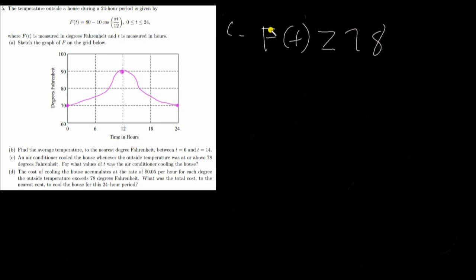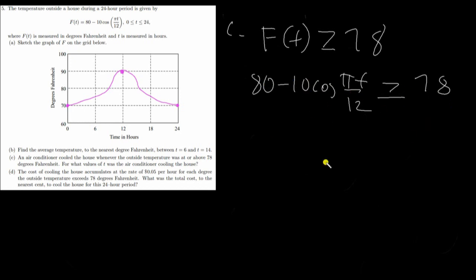So if we just plug in 80 minus 10 cosine pi t over 12 for f of t being greater than or equal to 78, and then solve for cosine of pi t, subtract 80, divide by negative 10, cosine of pi t over 12 is less than or equal to 0.2. And then this is just going to go in the graphing calculator.